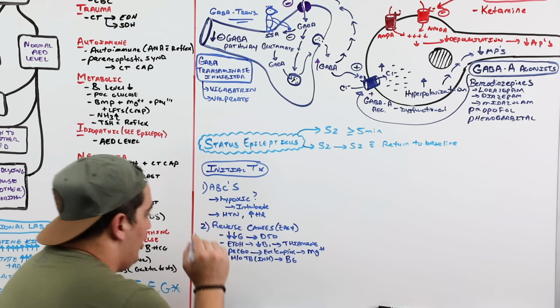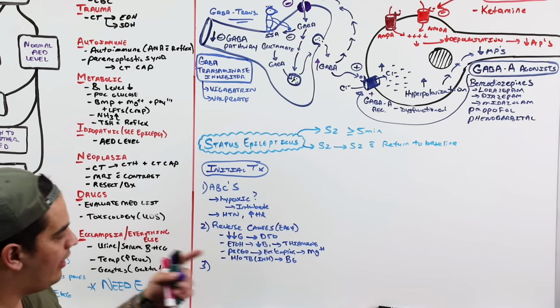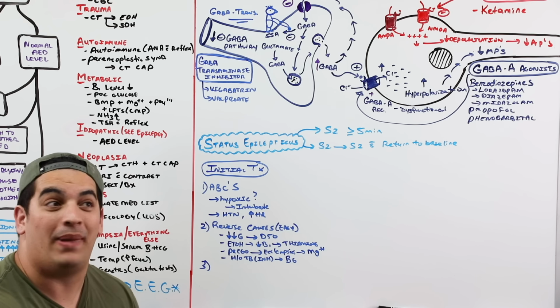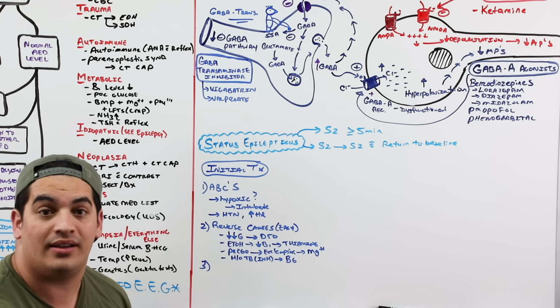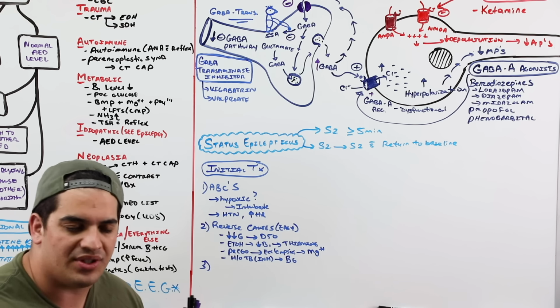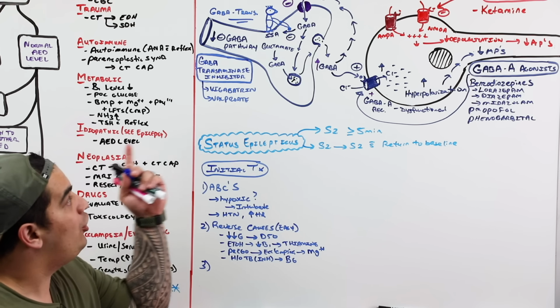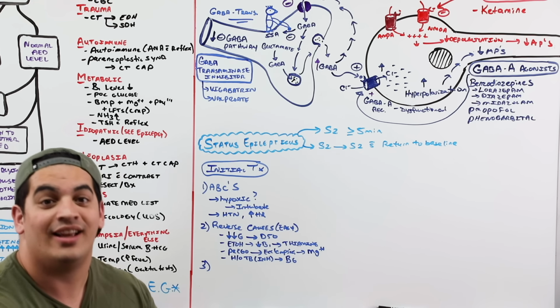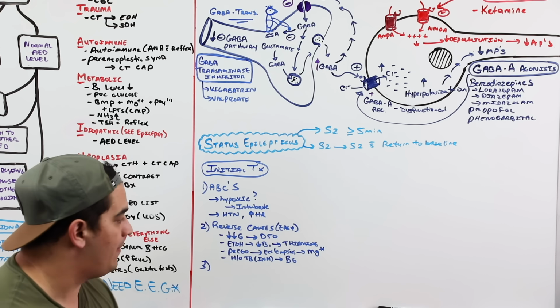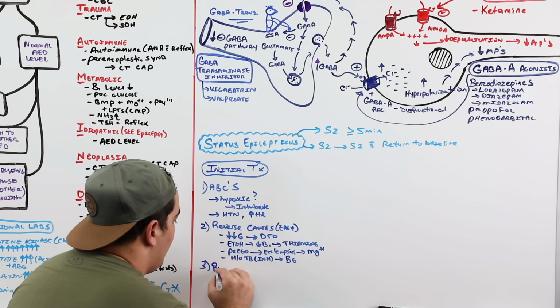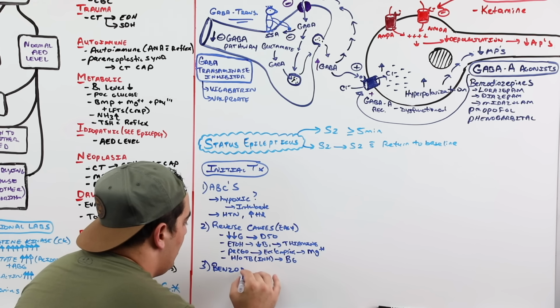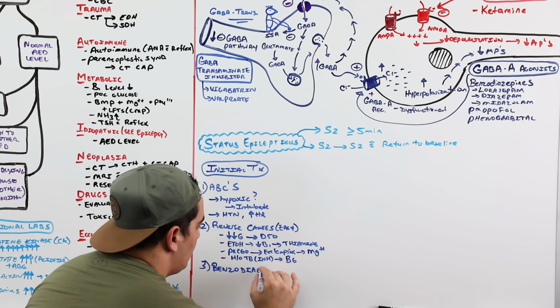The third thing that you'll do after you try this stuff is you'll start getting a benzodiazepine to shut down, or actually to stimulate those GABA A receptors, increasing the GABA activity, shutting down those seizures. And so that's the third thing that you'll do, is you'll get on board with your benzodiazepines.